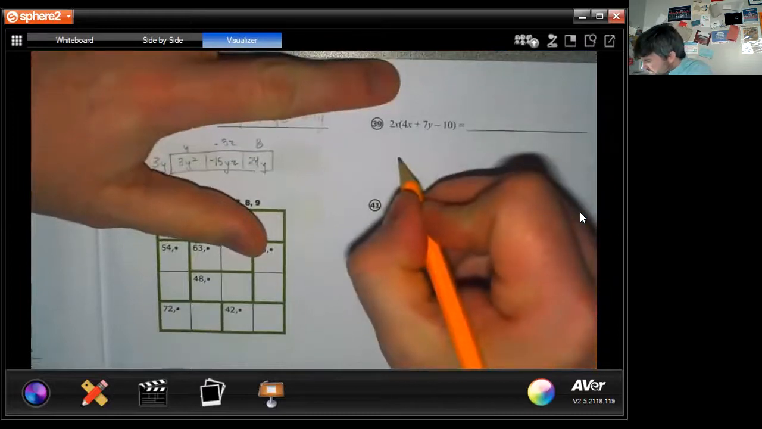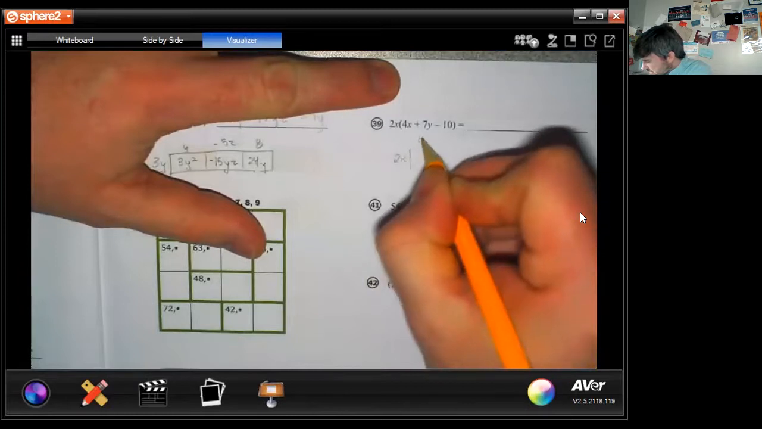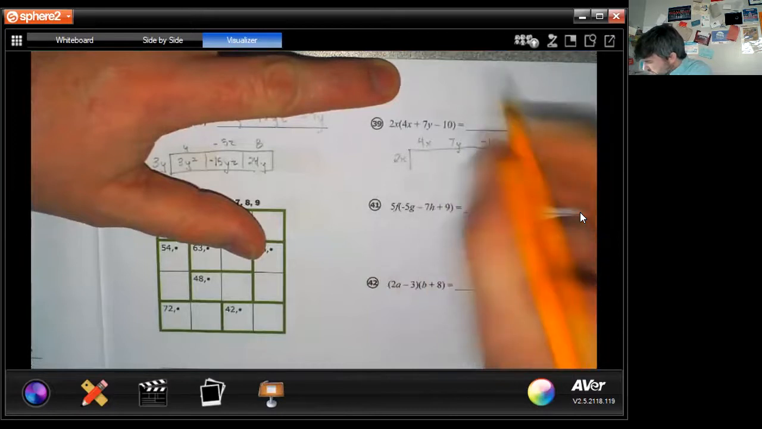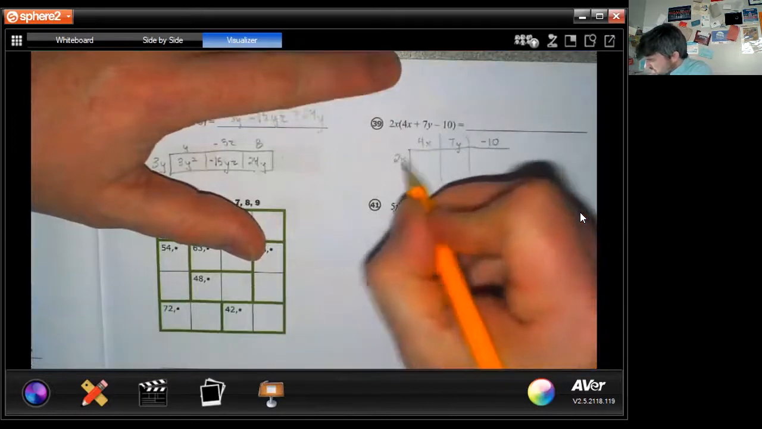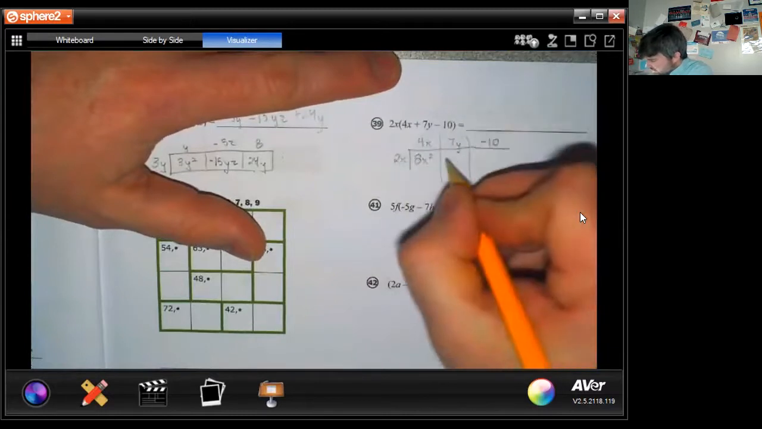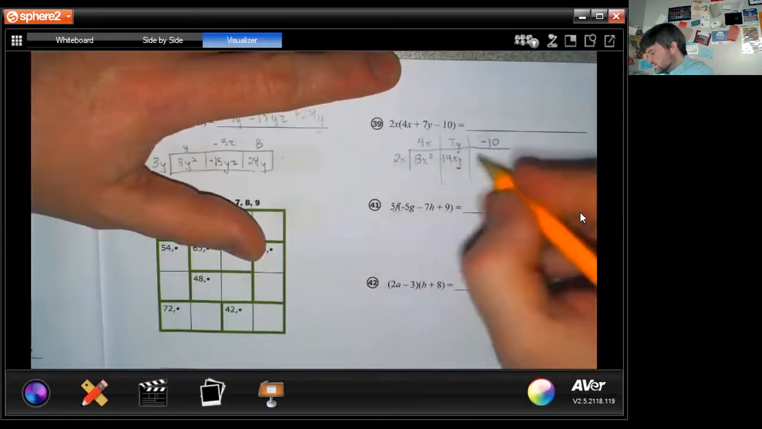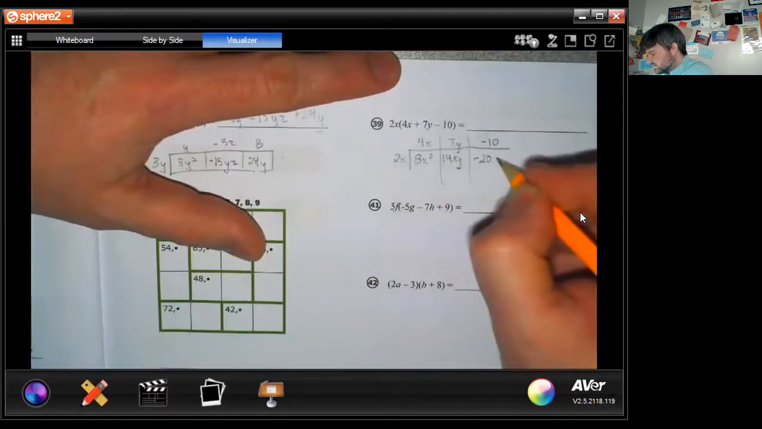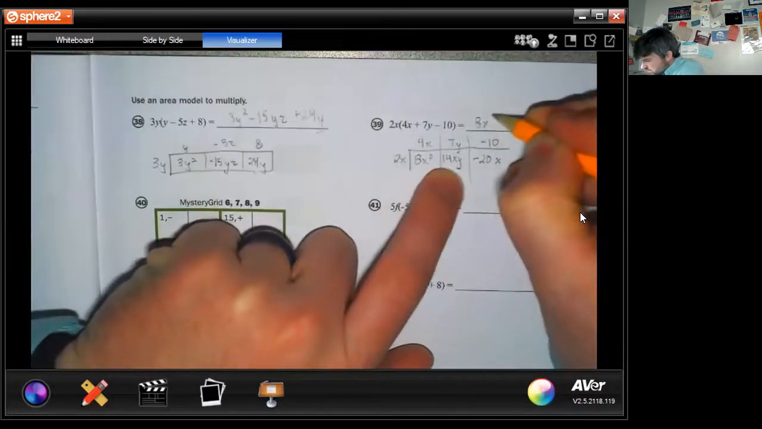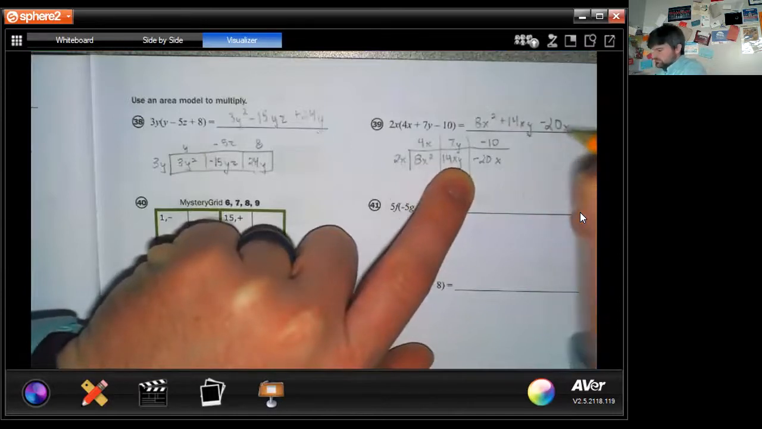Okay, we got 3 more area models here. So you got 2x, and then 4x, 7y, minus 10. Okay, so 2x times 4x is 8x squared. 2x times 7y is 14xy. 2x times negative 10 is negative 20x. Okay, I don't have any like terms, so we've got 8x squared plus 14xy minus 20x.